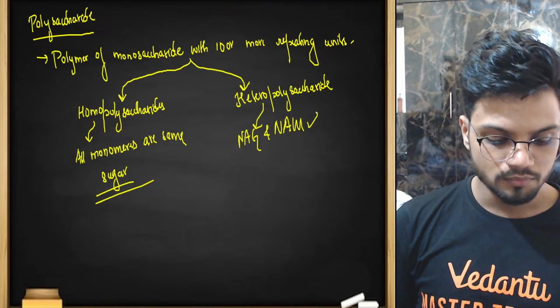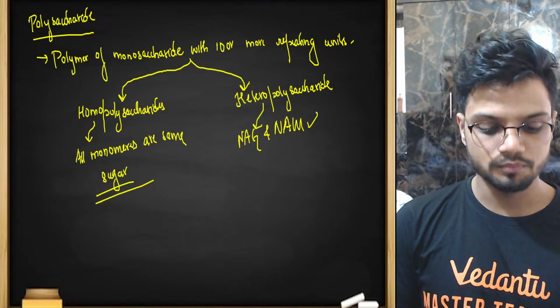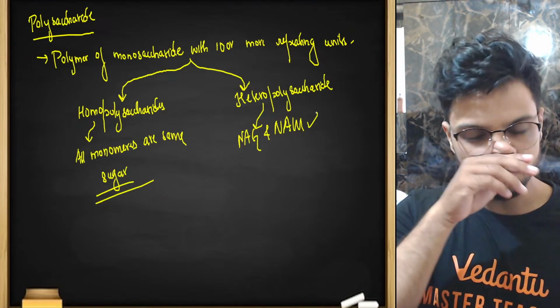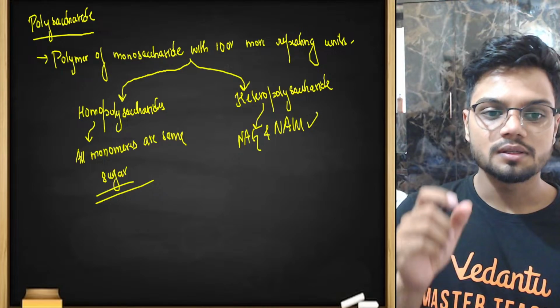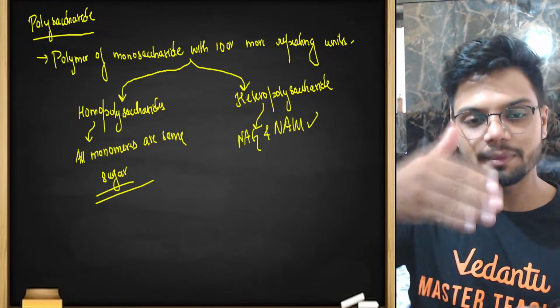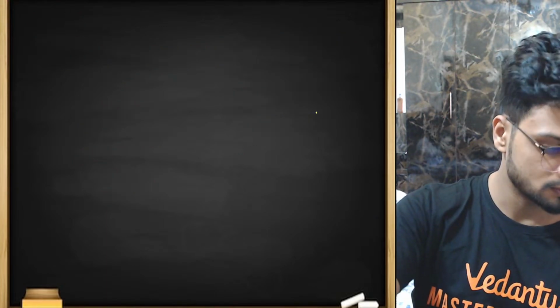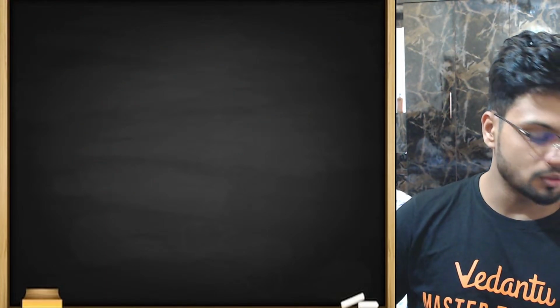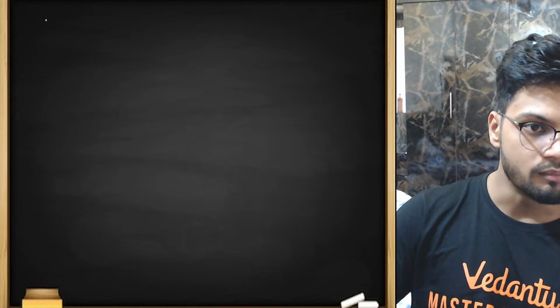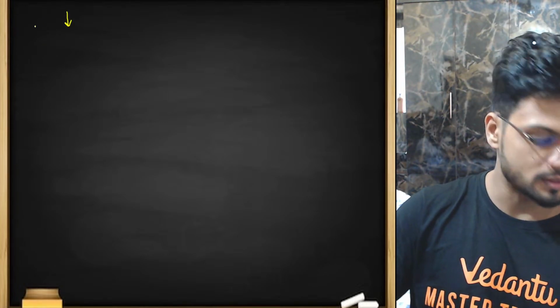What is the difference between homopolysaccharide and heteropolysaccharide? In the case of homo, it means same monomers, repeating units of the same monomer. Okay, now friends, I will teach you something called the classification of homopolysaccharide.